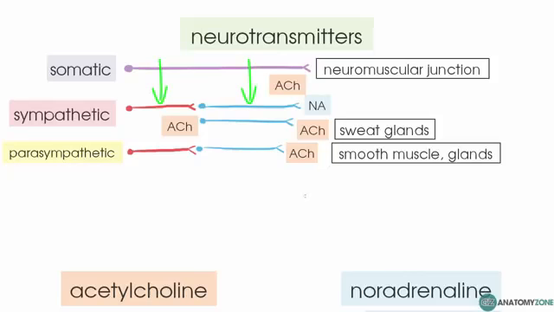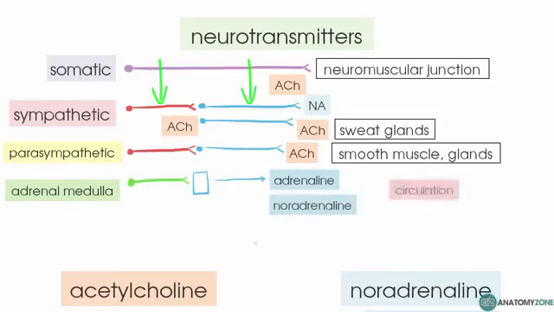The final thing to mention is that the adrenal medulla is actually directly innervated by the preganglionic neurons of the sympathetic nervous system. So in green I've drawn a preganglionic sympathetic nerve fibre directly innervating the adrenal medulla. And the adrenal medulla then releases adrenaline and noradrenaline directly into the circulation.